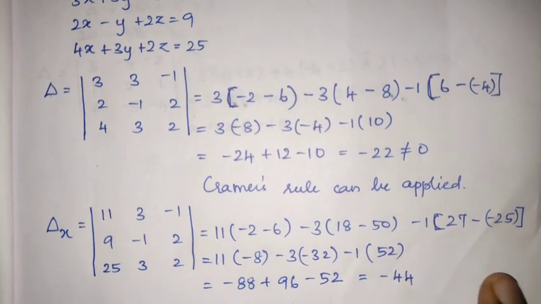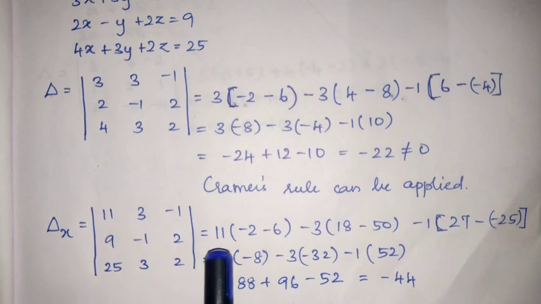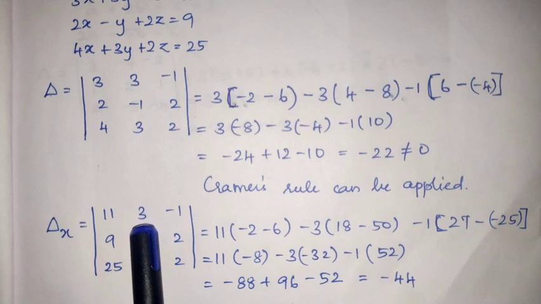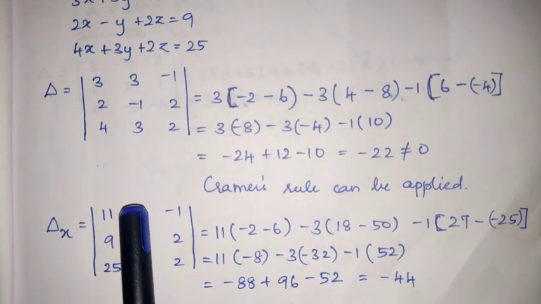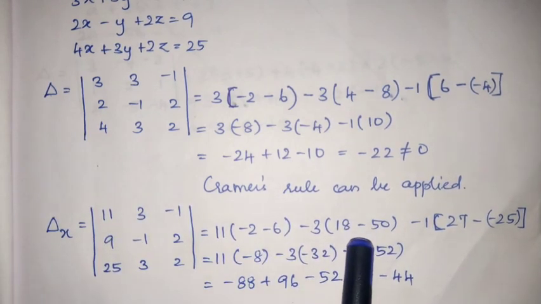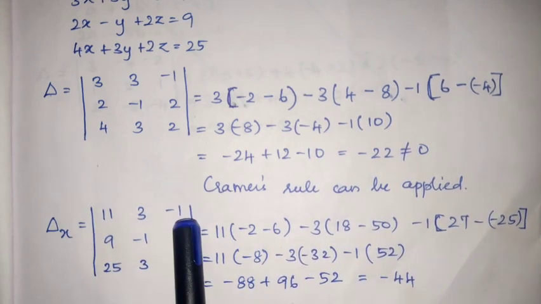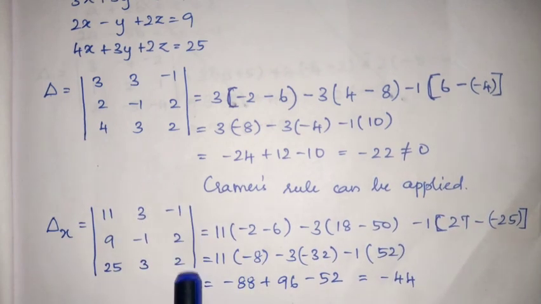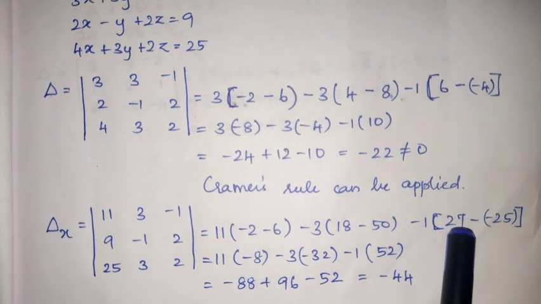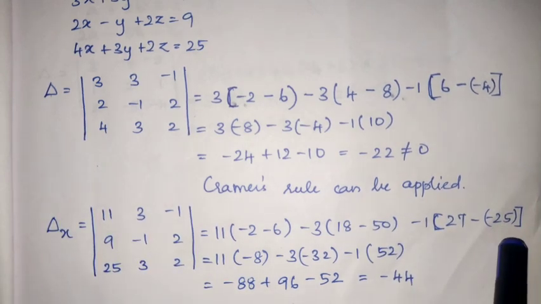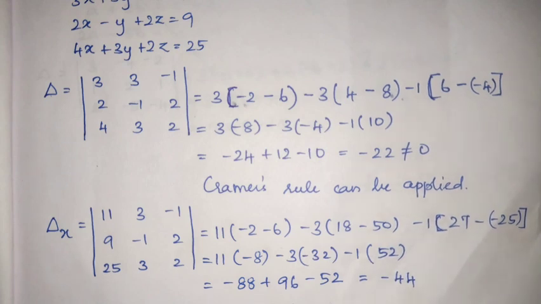And how to expand the determinant? Just take the first element and write it, leaving its row and column. So 1 into 2 is minus 2, minus 3 into 2 is 6. For the second element, change the sign and write 3; changing the sign it is minus 3. Leaving the row and column, 9 into 2 is 18, 25 into 2 is minus 15. Now the third element, take it as it is, which is minus 1. Leave the row and the column. 9 into 3 is 27, put minus, 25 into 2 is minus 25.